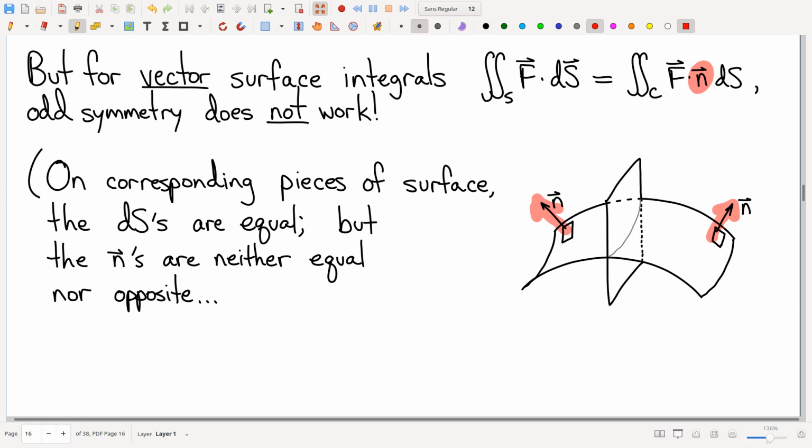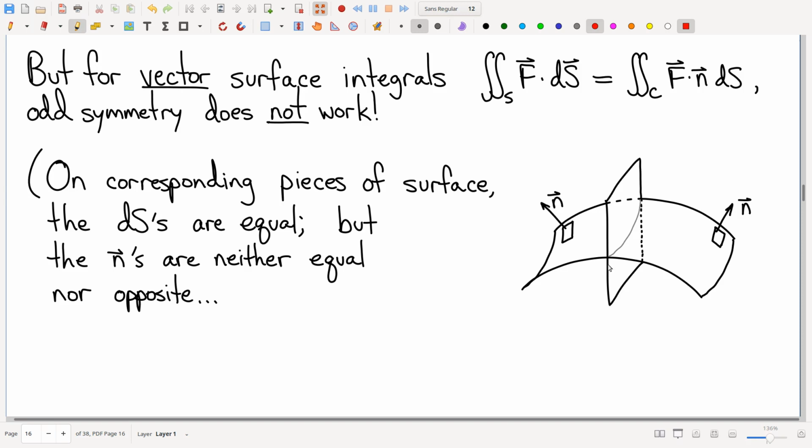There's a lot of subtleties. There's a lot of ways to accidentally get it so close but wrong, and it's really not worth the trouble. So I'm just going to say for vector surface integrals, you just can't do it. All right. Questions?